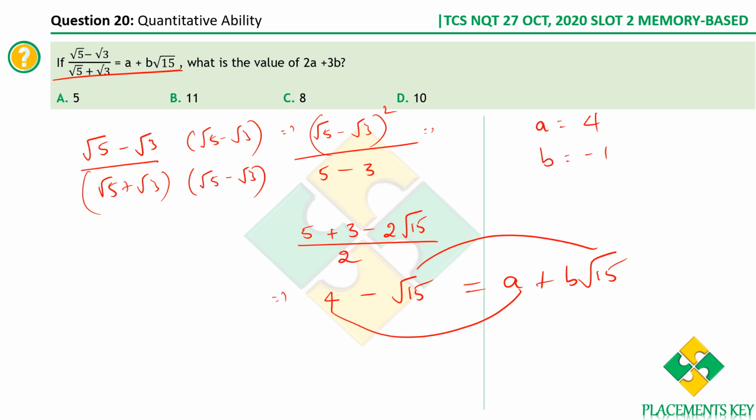So what is the value of 2a plus 3b? 2 into a, which is 8, plus 3 into b, which is minus 1. So we get 8 minus 3, that is 5, which is option A.